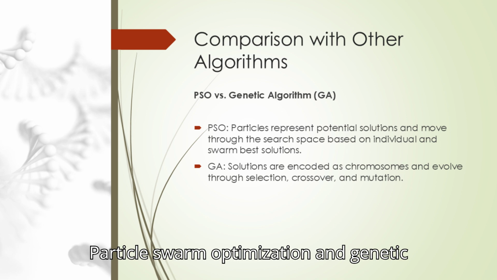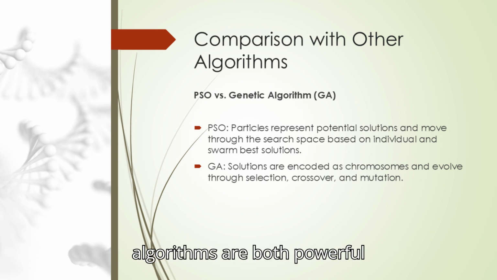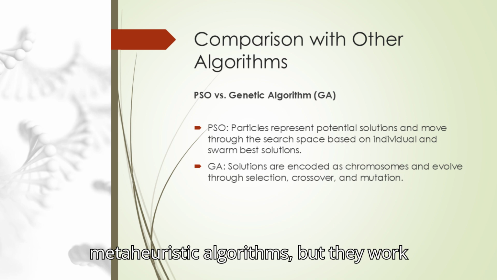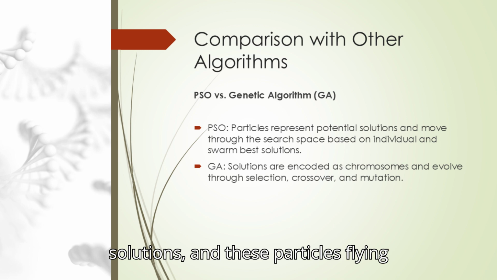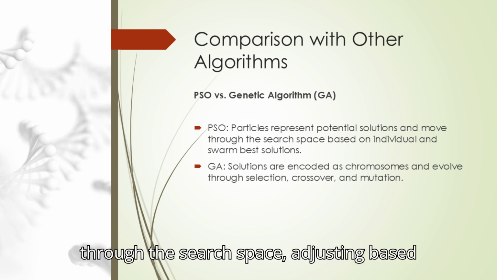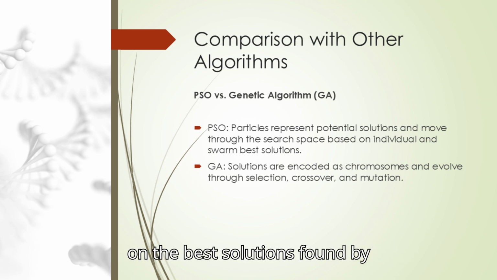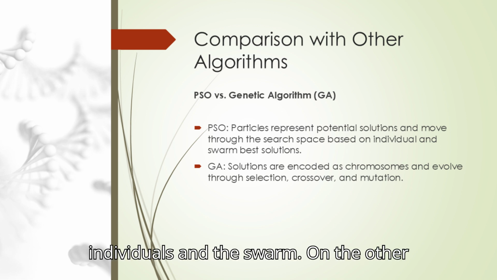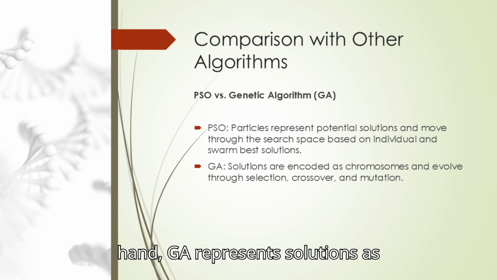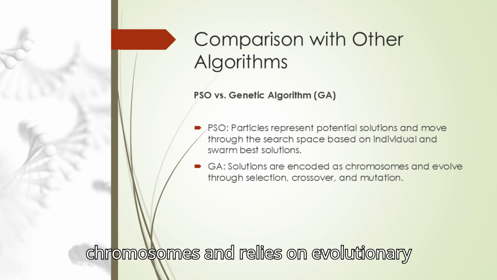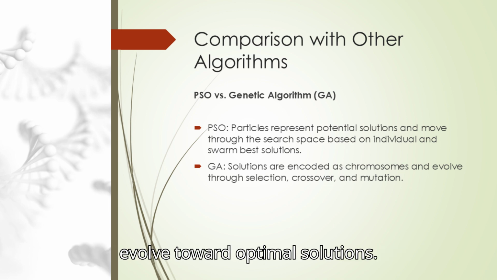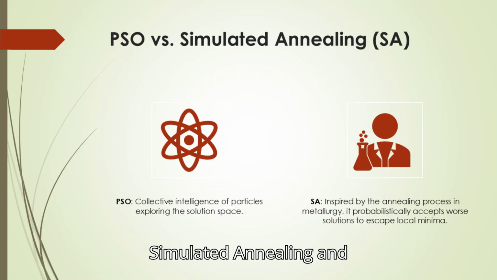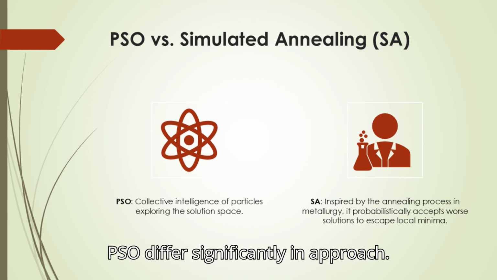Particle swarm optimization and genetic algorithms are both powerful metaheuristic algorithms, but they work in different ways. PSO uses particles that represent potential solutions, and these particles fly through the search space, adjusting based on the best solutions found by individuals and the swarm. On the other hand, GA represents solutions as chromosomes and relies on evolutionary concepts like crossover and mutation to evolve toward optimal solutions. Simulated annealing (SA) and PSO differ significantly in approach.